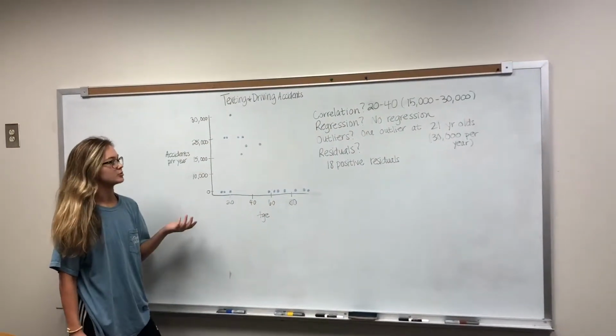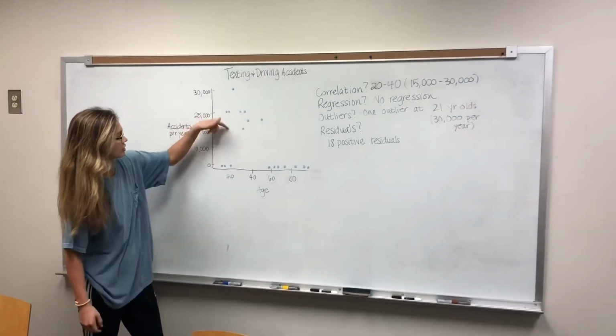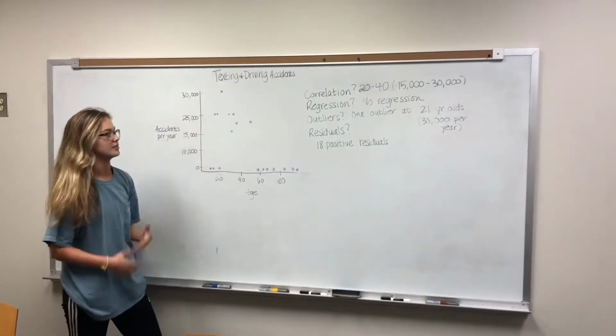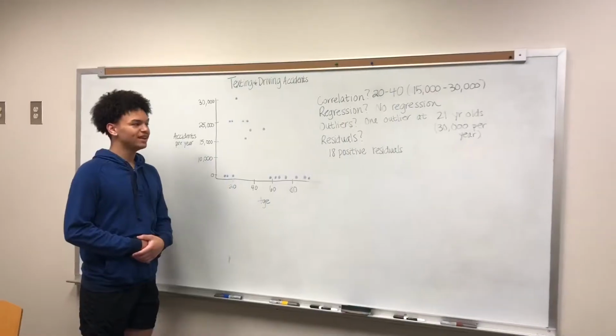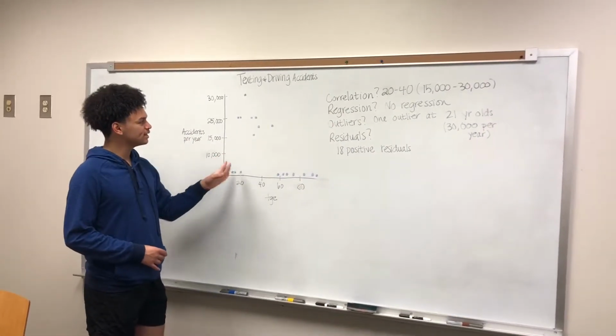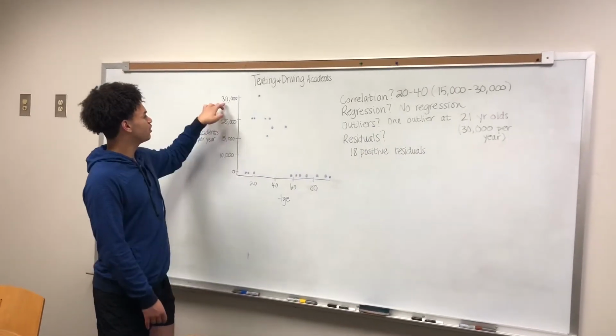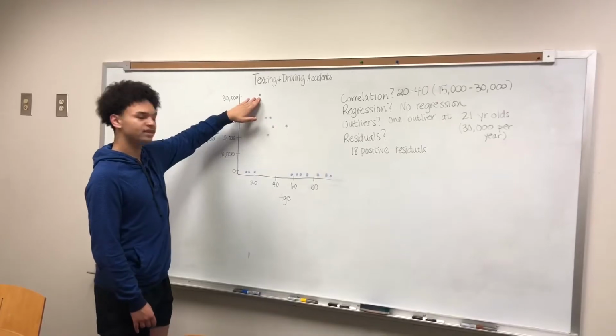So next we have linear regression, which is also known as the line of best fit. And as we can see, since our points are scattered all over the plot, there is no linear regression. Next we have our outliers. Outliers are points that stick out from the rest, and as you can see, we have one outlier at 21 years old doing 30,000 accidents per year.